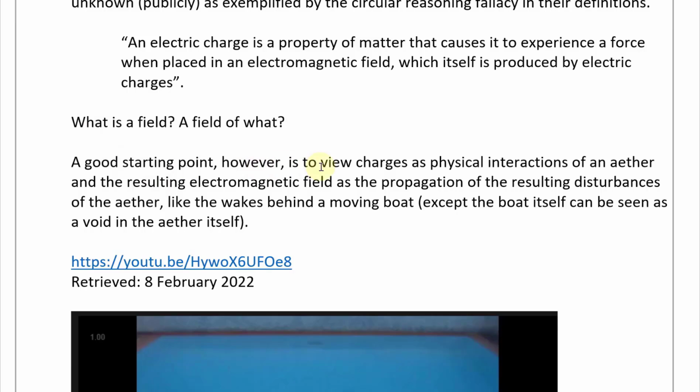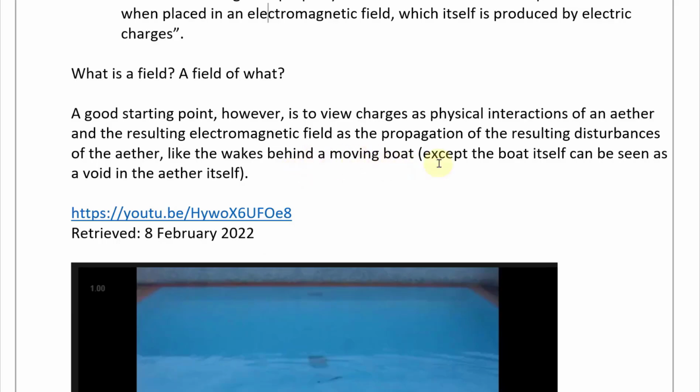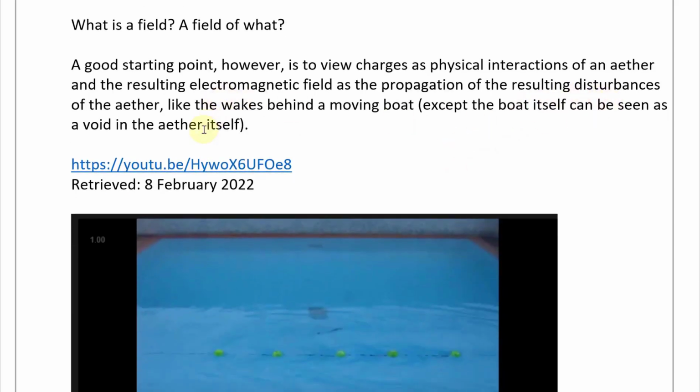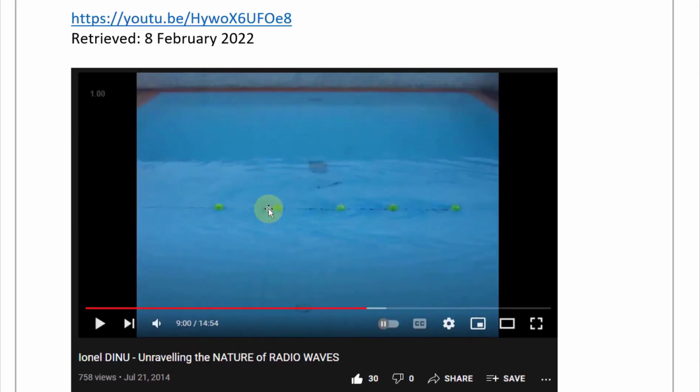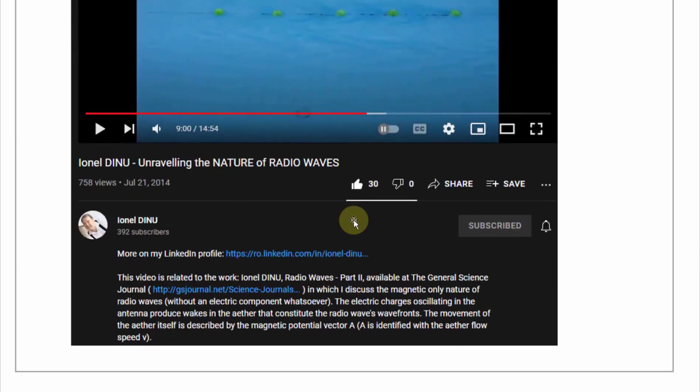So a good starting point, however, is to view charges as physical interactions of an ether and the resulting electromagnetic field as a propagation of the resulting disturbances of the ether or aether, like the wakes behind a moving boat. Except the boat itself can be seen as a void in the ether itself. So yeah, this is just a good video from this channel right here, Ionel Dinu. So basically, if you have, I think these are tennis balls with a line connected, you just shake them. Now that could be considered the charge, the motion of that, and then you have wakes or waves spreading across all over from it, and they interfere with each other, and so on. So that's just a good way of viewing it. And yeah, I recommend checking that out.